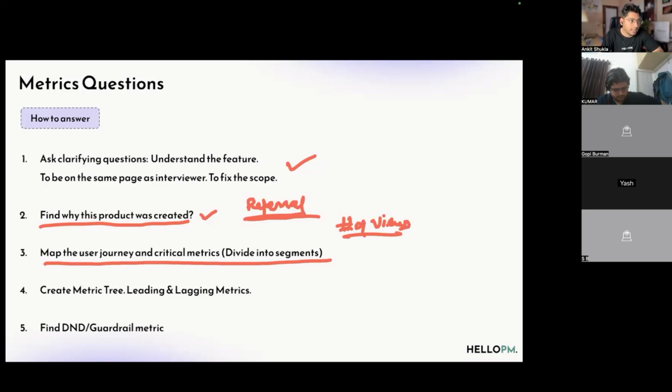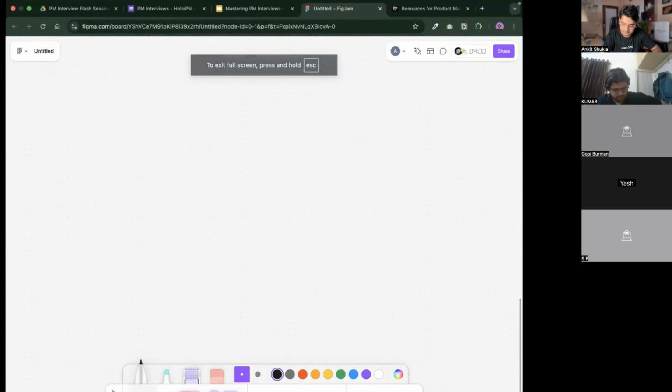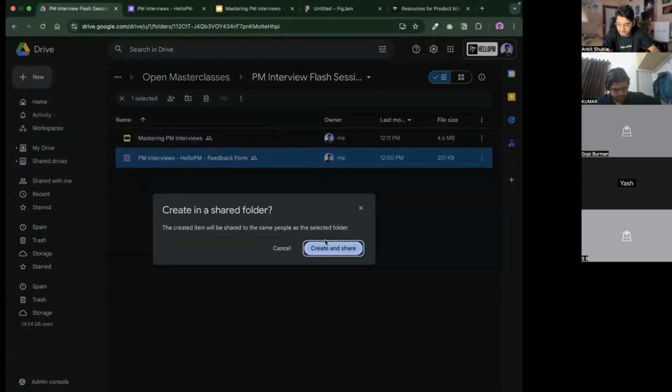Okay. Now create metric tree. I'm going to show you what a metric tree is. Okay. And then DND guardrail metric. DND means that in pursuit of this metric, a particular metric should not be affected. For example, let me create a doc because that would be a better writing.